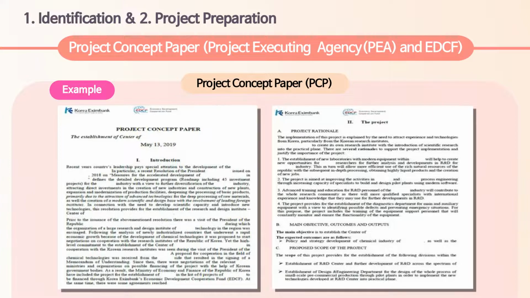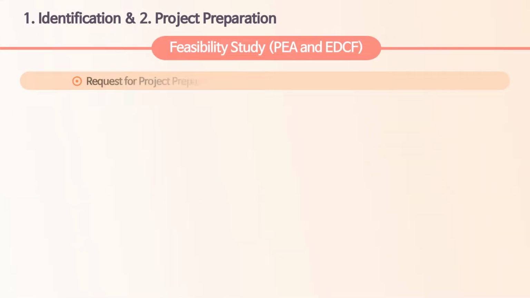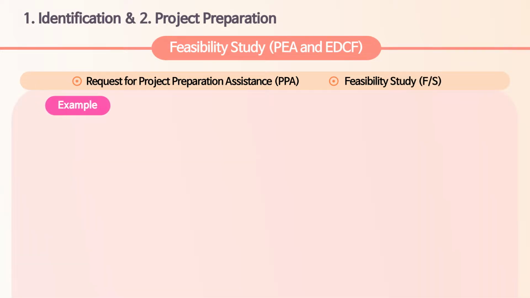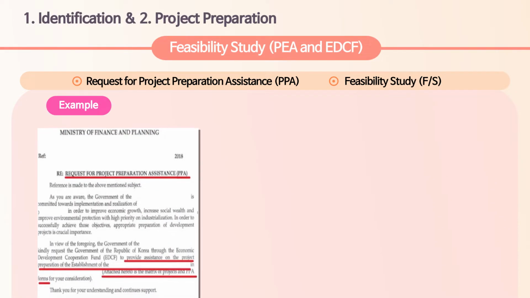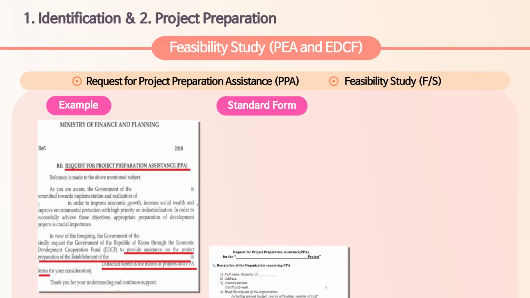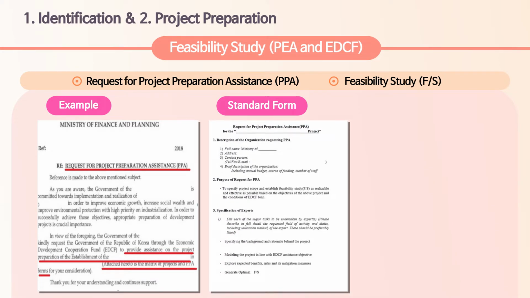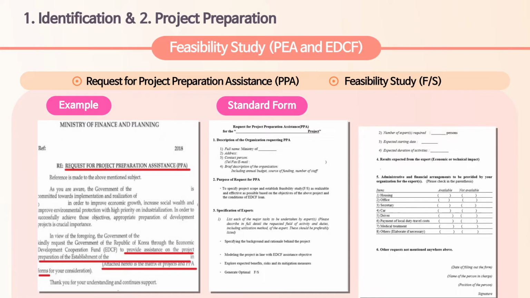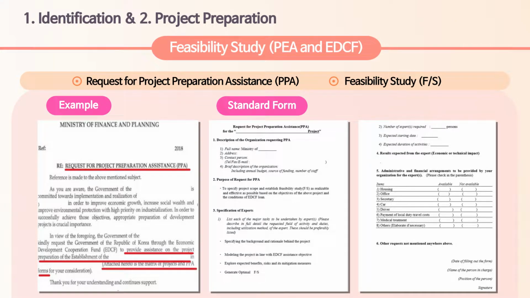That is, PCP is often followed by the Project Preparation Assistance, or PPA request, which you can find on the next slide. PEA, or the borrower, should submit the request for PPA through a diplomatic channel or to EDCF directly in a designated form as shown, which includes description on the project, cost estimate, required experts for the FS, etc. Upon receipt of the request for PPA, EDCF hires or selects consulting company who will execute the FS for the candidate project. For your reference, standard form of request for PPA is available on the EDCF official website.